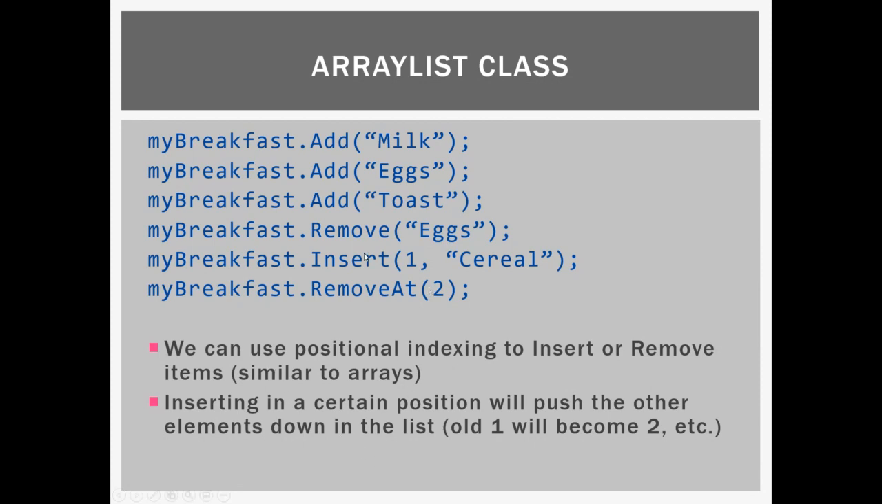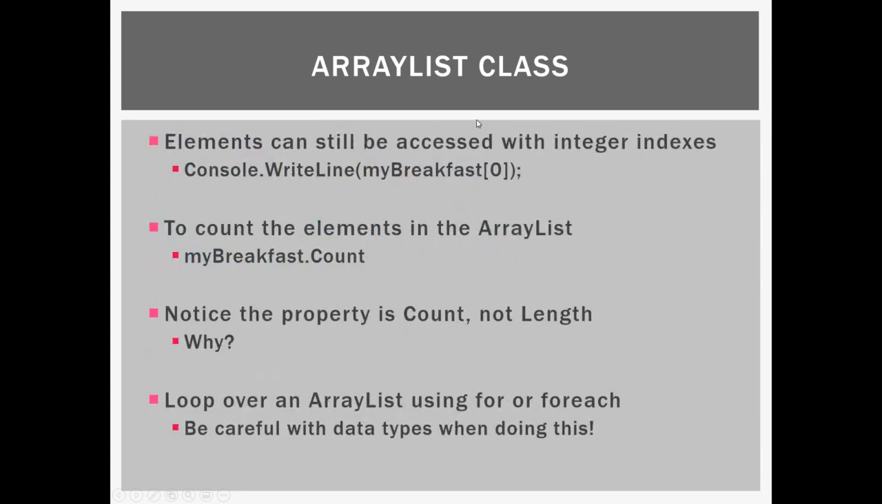If you insert in a certain position or remove at a certain position, all the other elements will shift to fill in the gaps. And that's different from arrays, right? If you have an array of 10 elements and you remove element 5, the other ones don't shift down into its place. But in this linked list, they do shift down. So we can still access them with the item operator, the square brackets. We can call on Count here, which is different from an array. In an array, we use Length, but in a list, we use Count.